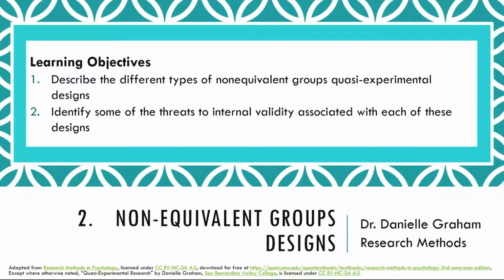Recall that when participants in a between subjects experiment are randomly assigned to conditions, the resulting groups are likely to be quite similar. In fact, researchers consider them to be equivalent. When participants are not randomly assigned to conditions, however, the resulting groups are likely to be dissimilar in some ways. For this reason, researchers consider them to be non-equivalent. A non-equivalent groups design, then, is a between subjects design in which participants have not been randomly assigned to conditions. There are several types of non-equivalent groups designs we'll consider.